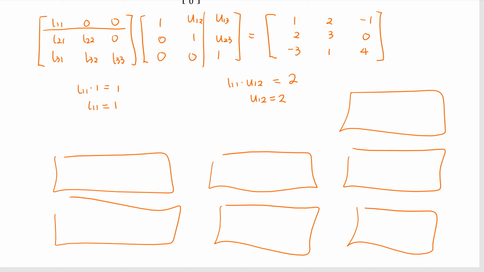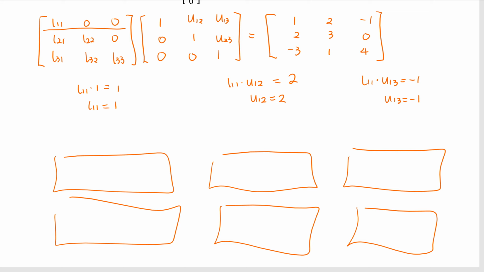Next, we have the first row times the third column. So we have L11 times U13 equals minus 1. But L11 is 1, so U13 equals minus 1.